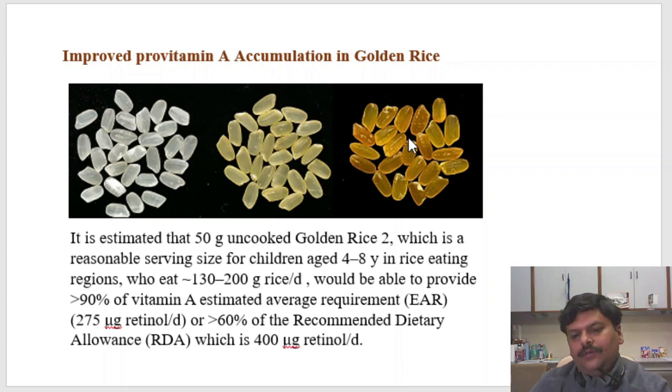If an ample amount of beta carotene is provided through the diet, then beta carotene converts into retinol or vitamin A inside the body, and then the problem of vitamin A deficiency is largely addressed.